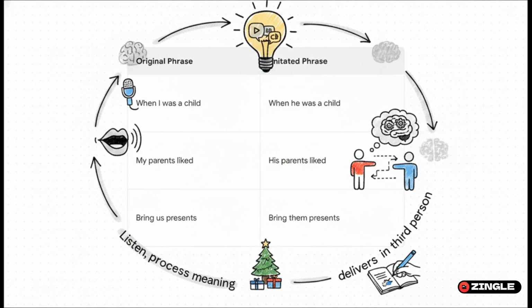You take a first-person story, process the meaning, and deliver it in the third person. By forcing yourself to change I to he and my to his, you're actively stitching the grammar together on the fly.